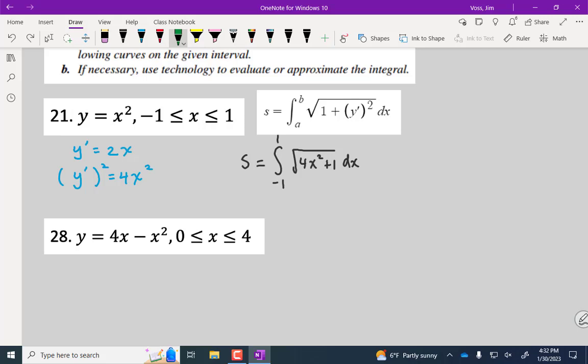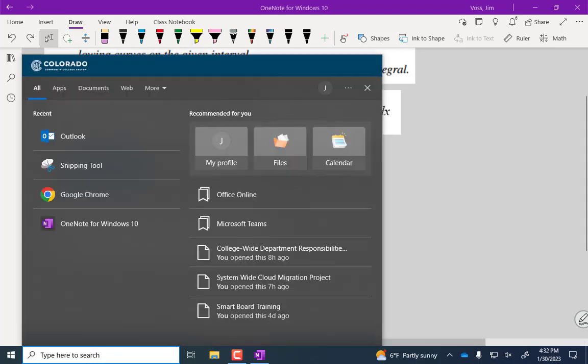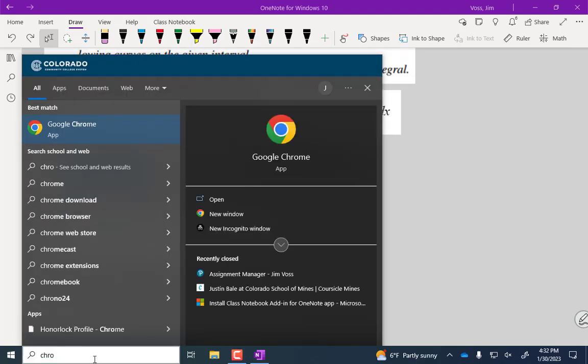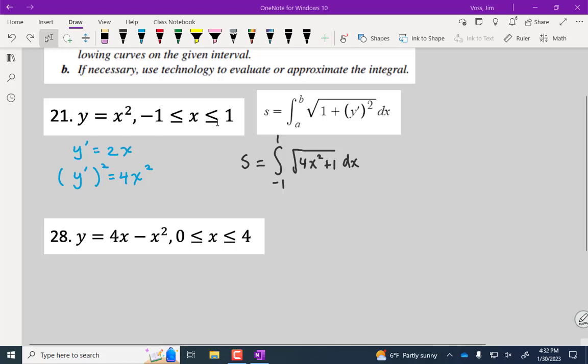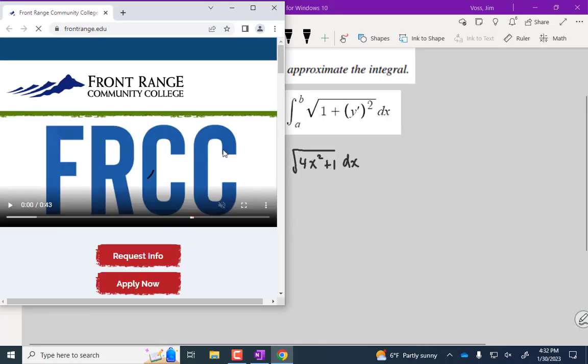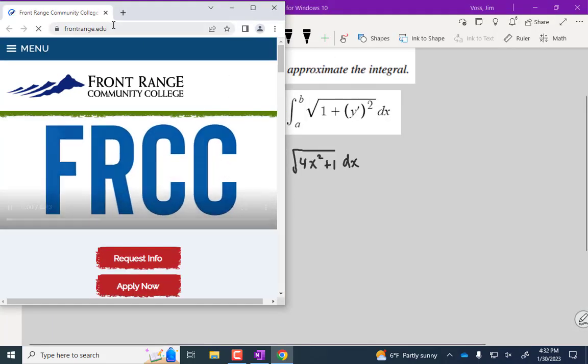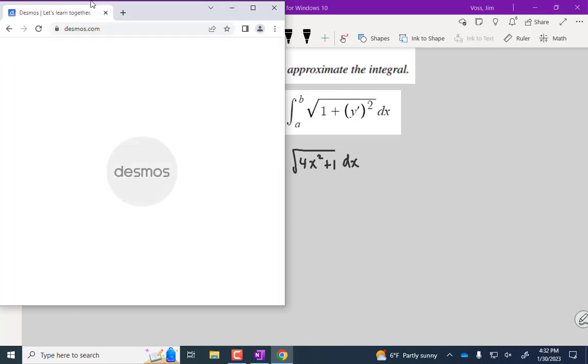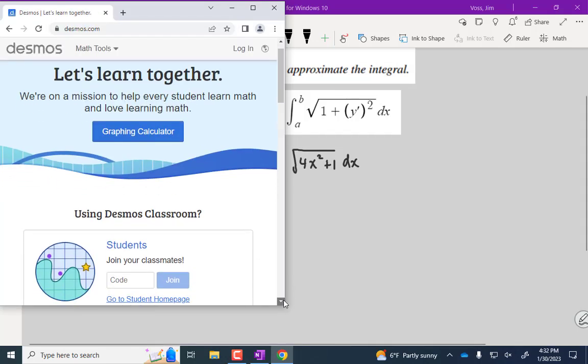So you can use whatever graphing calculator. Almost all the calculators have some sort of integration option. Desmos is a really easy thing to use if you're trying to evaluate and get an approximation. Desmos works great anytime you want to confirm anything. If you're getting a final answer, you can always type it into Desmos and check and see if you are on the right track.